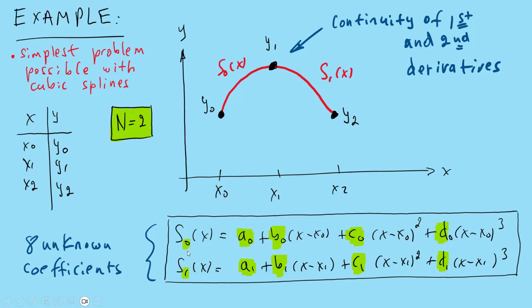As you can see, each cubic polynomial has four coefficients: A, B, C, and D. Together we have eight unknown coefficients. So in total, we need eight equations to determine these eight unknowns. How do we find these coefficients?